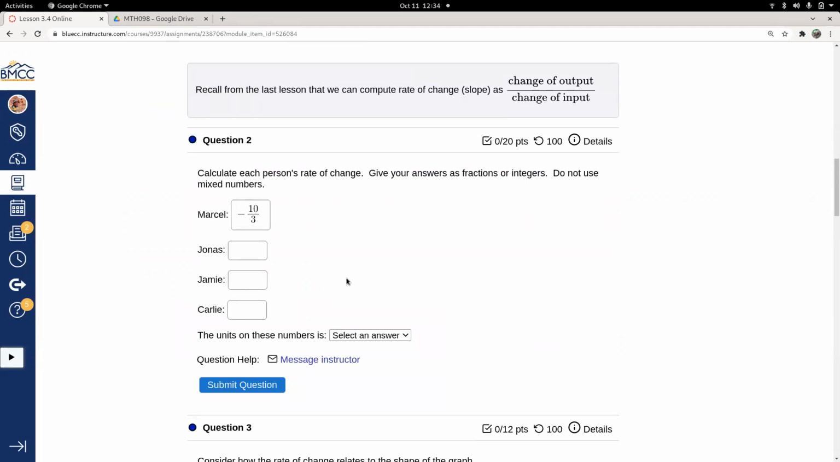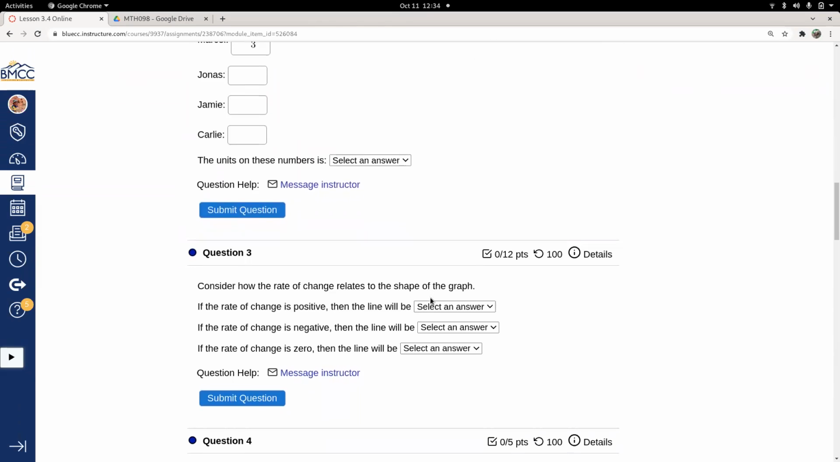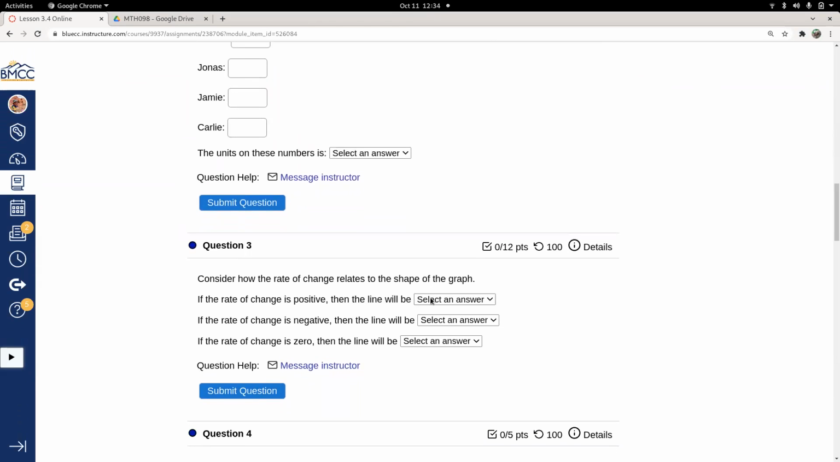How are these units measured? Well, earlier we decided these units are measured in pounds per week. Now, I mentioned this in my discussion a moment ago, the relationship between the direction of the line and whether the slope is positive, negative, or 0. So I'll give you a moment to answer those questions if you haven't already.